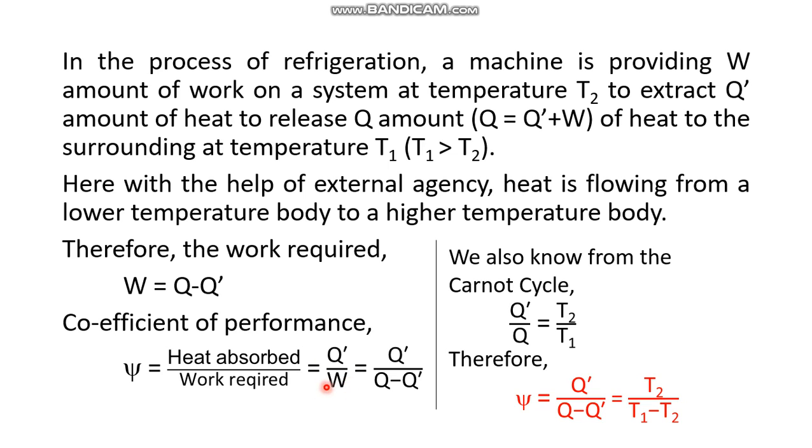From the Carnot cycle calculation we have already shown that W is Q minus Q prime. So instead of W we can write Q minus Q prime here. From the Carnot cycle calculation we have also obtained that Q prime by Q is T2 by T1. So instead of Q prime by Q we can write T2 by T1. Similarly, the expression of psi, the coefficient of performance, can be written as Q prime by Q minus Q prime, which can also be written as T2 over T1 minus T2. So this is the expression of the coefficient of performance.